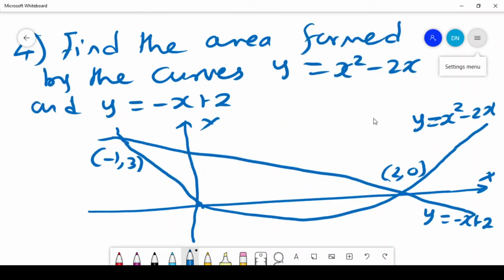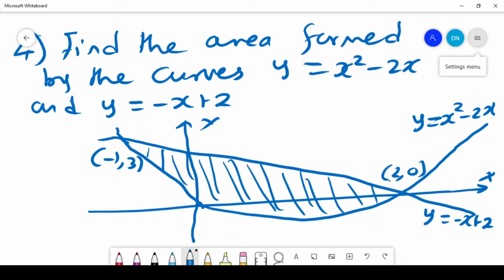Next, find the area formed by the curves y is equal to x squared minus 2x and y is equal to minus x plus 2. And if you plot them, that's the type of graph that you have at the end of the day. We find that y is equal to negative x plus 2 is on top of the other curve. And we are interested in the area that is formed in this zone. So that's the zone that is of interest because that's the area that has been formed.